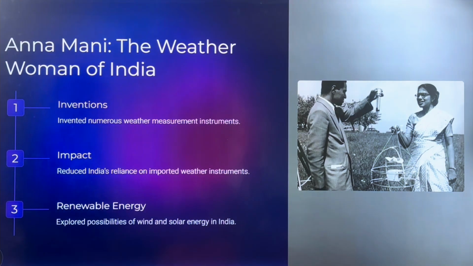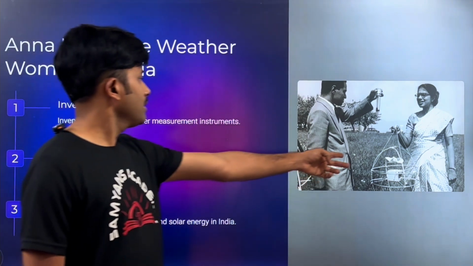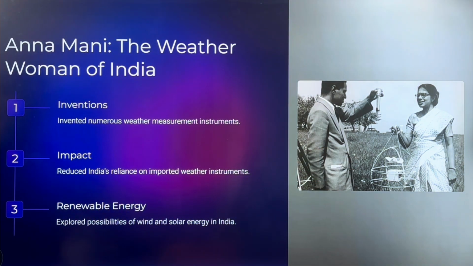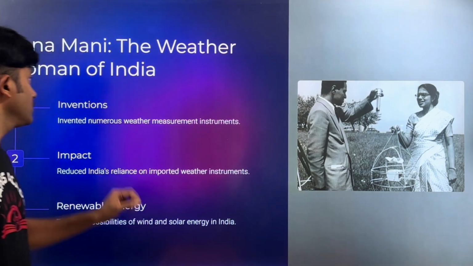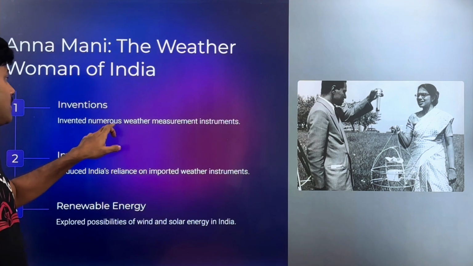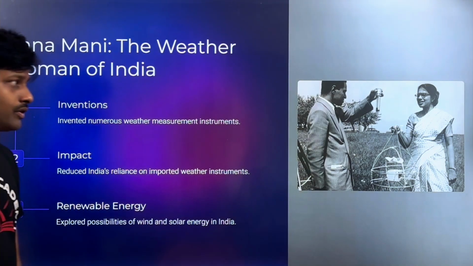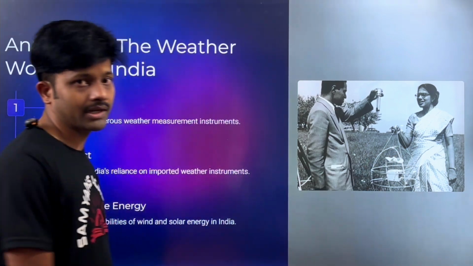So next one, the weather woman of India. She invented numerous weather measurement instruments like this. And what is the impact of that? It reduced India's reliance on imported weather instruments, and she explored the possibilities of wind and solar energy in India. So who is the weather woman of India? Remember her name: Anna Mani. What did she invent? She invented numerous weather measurement instruments. By using these also she can tell what the weather condition is.